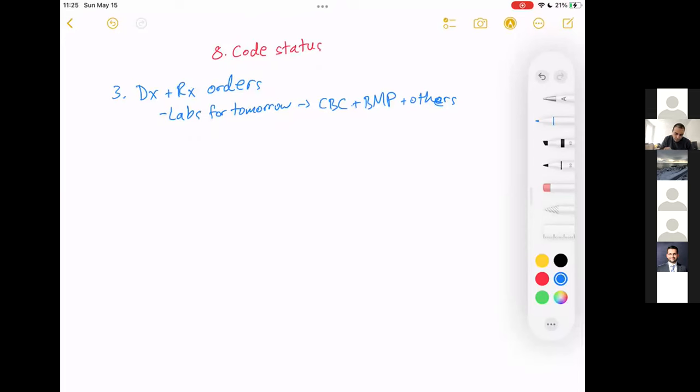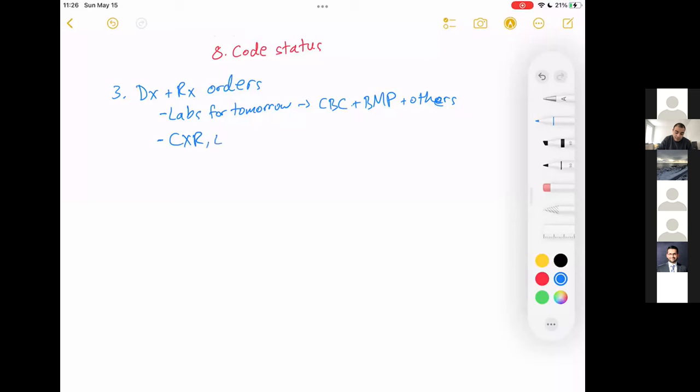Okay, so you're going to place your labs for tomorrow. And this also includes extra labs that you sometimes need, but I'm not going to go into that, okay? The next thing to place is imaging, or other diagnostic modalities. For example, a chest X-ray. You have to place that order that you need a chest X-ray for the patient.